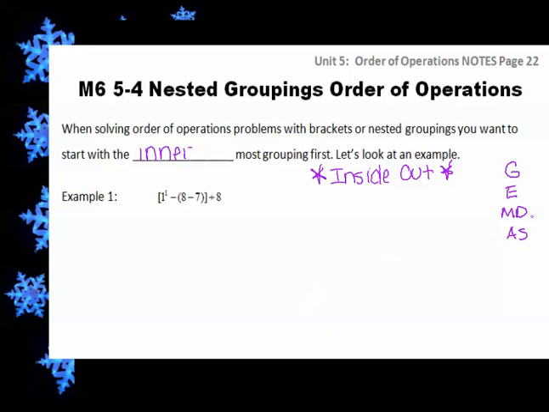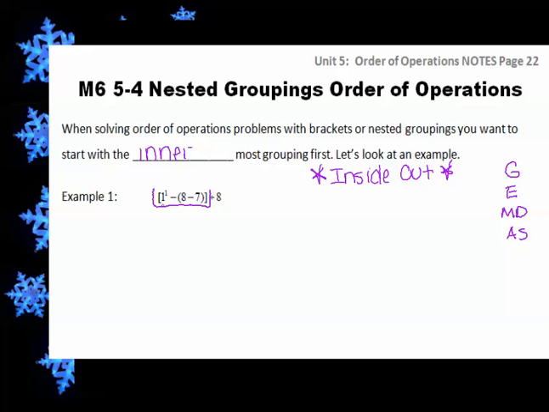Okay, so I wrote my GEMDOS off to the side. So let's look at the first example together. Do I have any groupings? Well, I have my square brackets here that are telling me that this is a grouping. Now, inside of this grouping, what would I do first? And I'm going to draw a bracket around it so that you can see what I'm talking about. I'm ignoring this 8 right here. What would I do first inside of that?